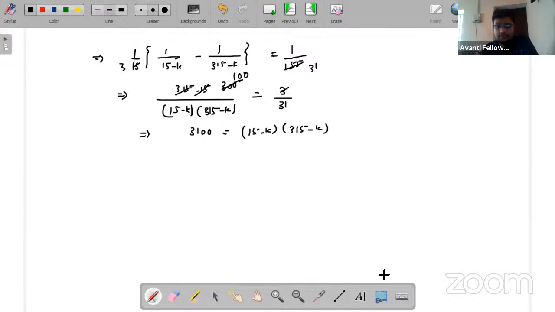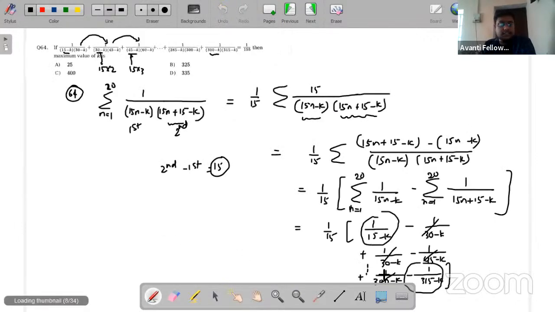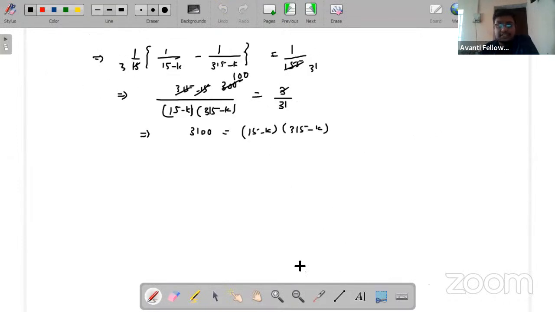Okay, what we need to find out in the question, it is asking the maximum value of k. So this is clearly a quadratic equation, so two values of k will be coming out. So we have to solve this. I am solving the right hand side, multiplying basically. So k square, then minus 315k and minus 15k will be minus 330k plus 15 into 315. So we have to do the calculation of 15 into 315.